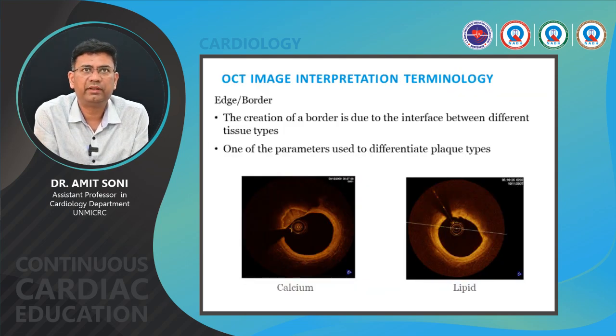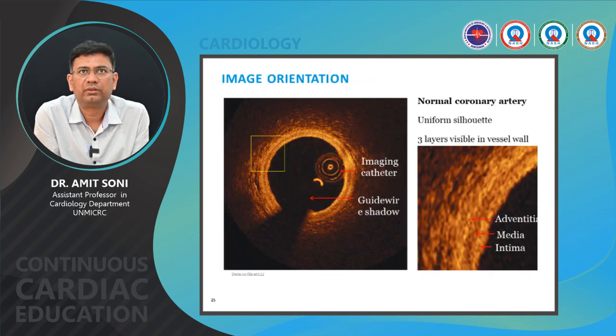Coming to the OCT image interpretation terminologies: edges and borders. The creation of a border is due to interference between different tissue types, and it is one of the parameters used to differentiate plaque types. On the left side of the picture is calcium, and on the right side is a lipid-rich plaque. Image orientation: the normal coronary artery has three layers, intima, media and adventitia. A uniform three-layer structure is visible in the vessel wall with OCT.